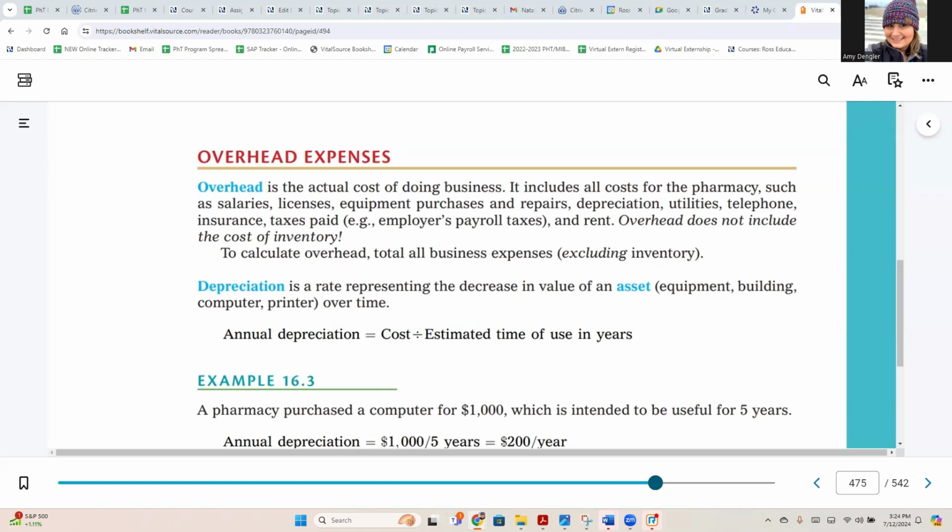Depreciation is a rate representing the decrease in value of an asset, equipment, building, computer, printer over time. The annual depreciation equals the cost divided by the estimated time of use in years.